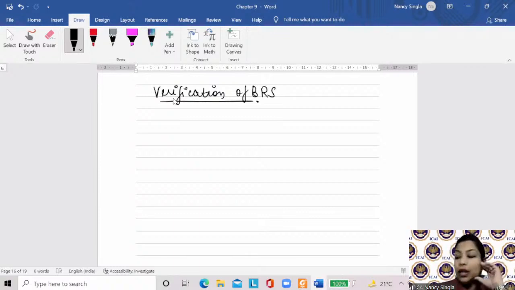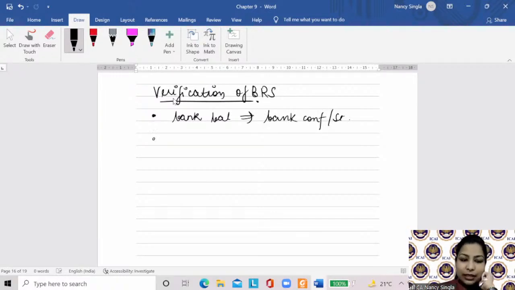So first of all, when the auditor is verifying the bank reconciliation statement, he needs to see that whatever bank balance has been taken, it should conform with the bank confirmation or the statement that has been provided to the auditor, ठीक है. It should be tallying with the bank confirmation or the statement. Then auditor needs to check all material reconciling items.